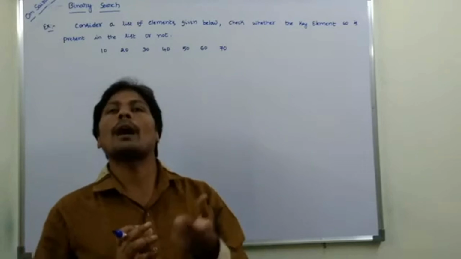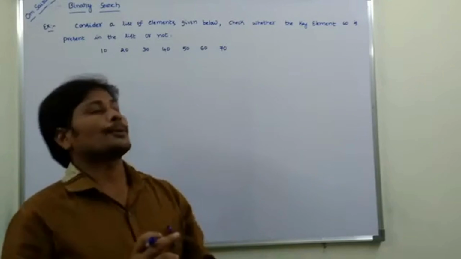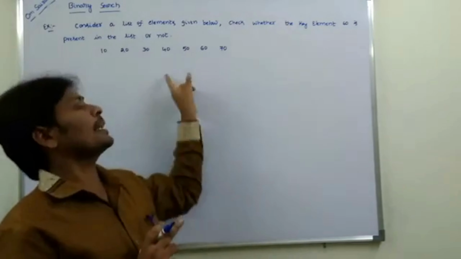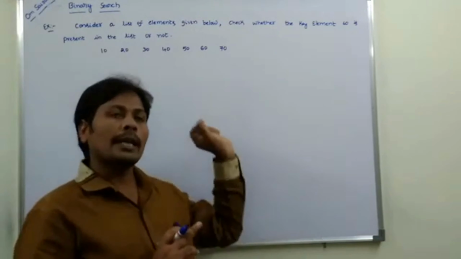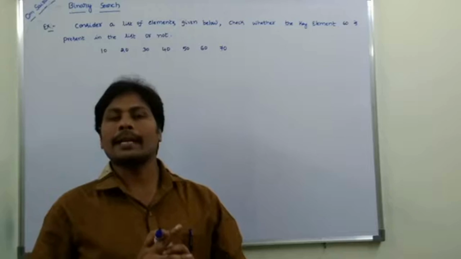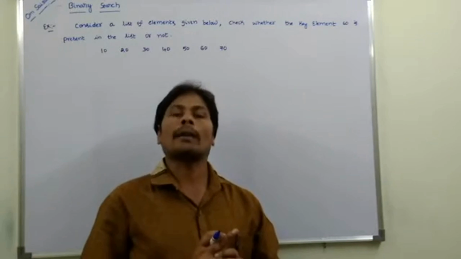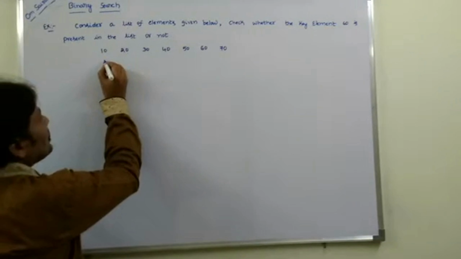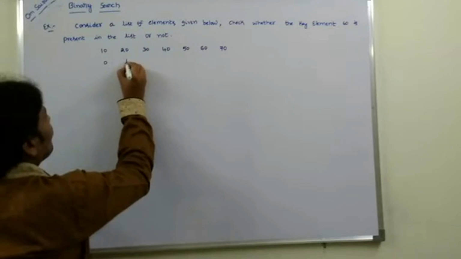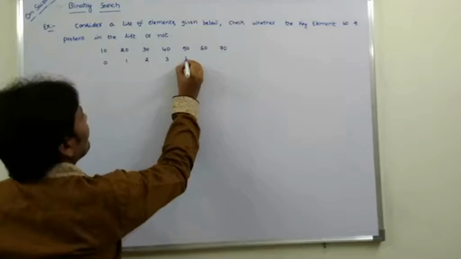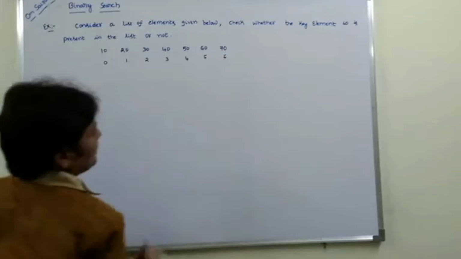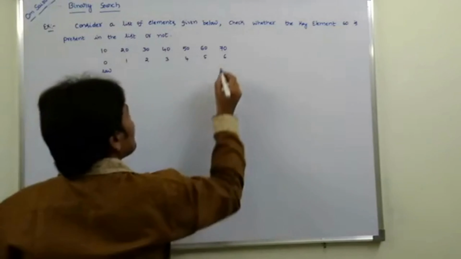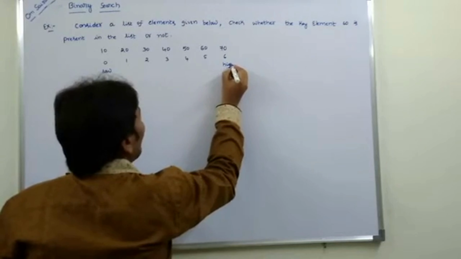Okay, so now we have to proceed with the given problem. We want to search whether the key element 60 is present in the list or not. The given problem satisfies the necessary condition, that is the given elements are in ascending order. Now we have to put the indexes: 0, 1, 2, 3, 4, 5, 6. The first element in the array can be treated as the low value. The last element in the array can be treated as the high value.